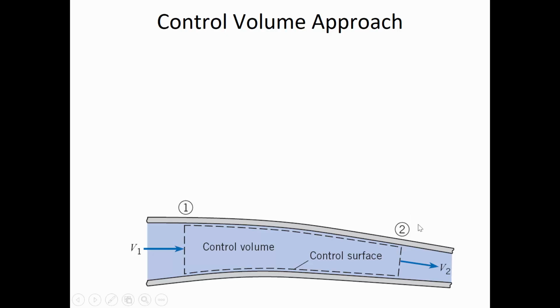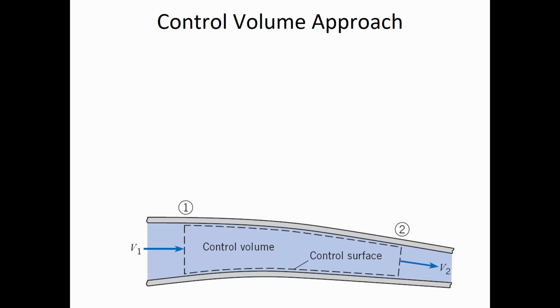So here in the control volume approach, what this illustration shows is that we have some pipe, and it's an irregularly shaped pipe and the diameters are changing, and this is still going to work even though we have an irregular shape. The control surface is the outside of some control volume. And the control volume is the location that we're analyzing during this approach.